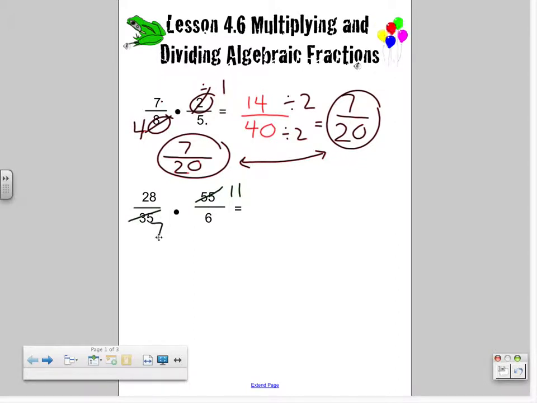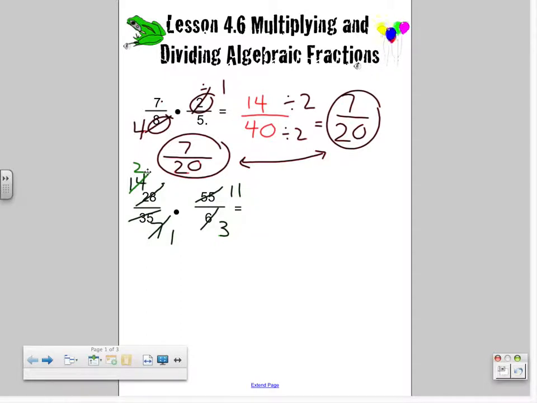Now there's another common factor in the numerators and denominators. 28 and 6 both share a common factor of 2. So if I divide a 2 out of 6, I get a 3. And if I divide a 2 out of 28, I get 14. Well, guess what? There's even another one. The 14 and the 7 both have a common factor of 7. And as long as it's a numerator and denominator, you can divide it out. 7 divided by 7 is 1. 14 divided by 7 is 2.